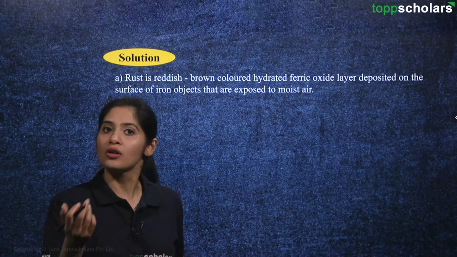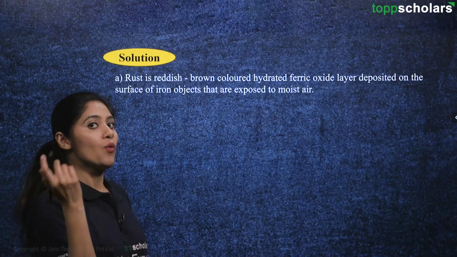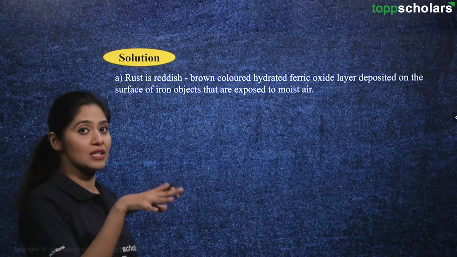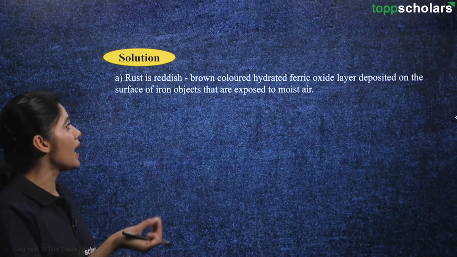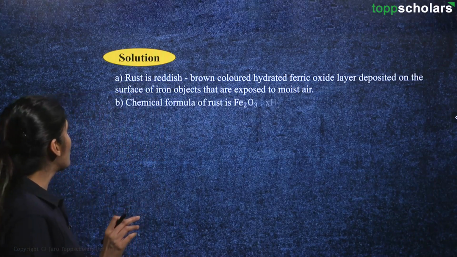H2O and oxygen, right? So, when it is exposed to moist air, what happens? Rusting takes place and it gets deposited on the surface of the iron as a reddish brown colored hydrated ferric oxide layer, right?